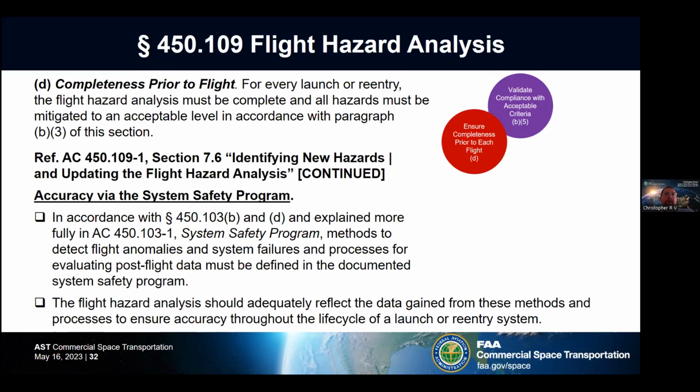109D, completeness prior to flight. The flight hazard analysis and the system safety case must be closed and complete, and all hazards must be mitigated to an acceptable level in accordance with B3. Accuracy via the system safety program: in accordance with 103B and D, methods to detect flight anomalies and system failures and processes for evaluating post-flight data must be defined in the documented system safety program. Flight hazard analysis should adequately reflect the data gained from these methods and processes to ensure accuracy throughout the life cycle of a launch or reentry system.